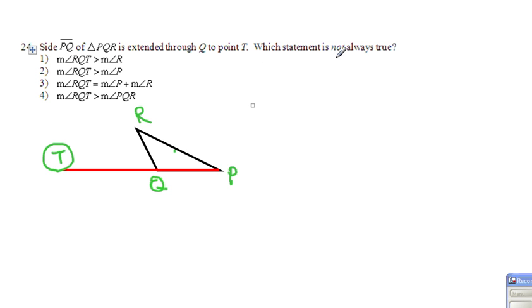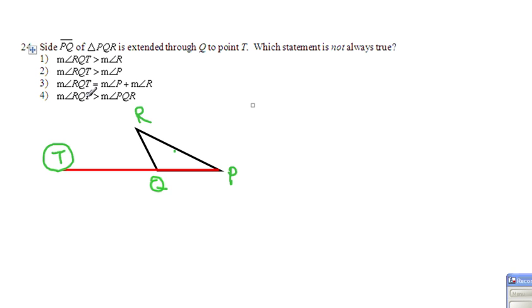What is the statement? Which statement is not always true? So it's angle R, which is this one, smaller than RQT. Yes, because this angle is the sum of this angle and the other angle by the exterior angle formula. So the first one is true. Second one, RQT, which is this angle, is greater than angle P. That's also true, same logic as number 1. Now RQT is in fact the summation of angle R and angle P, these two. That's right, by the exterior angle.